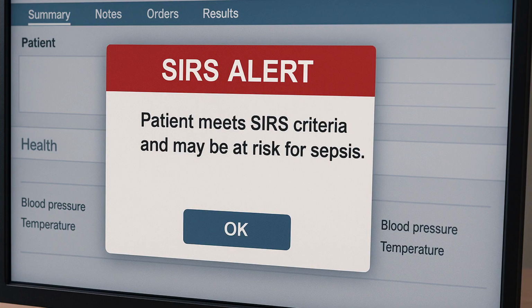About a day and a half after the patient had been admitted, at around 3:30 p.m., her vitals and labs triggered a SIRS alert. A SIRS alert is a computerized warning that a patient meets criteria for a systemic inflammatory response, which can be an early sign of sepsis or a rapidly worsening medical condition. At about 5:30 p.m., the patient was transferred to the ICU.